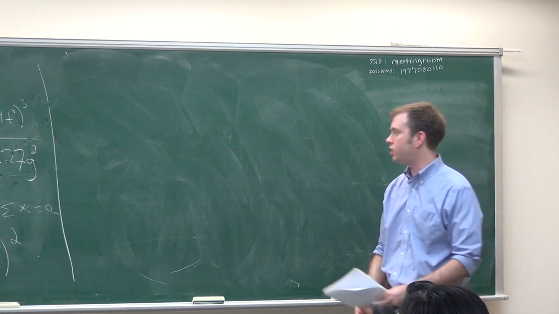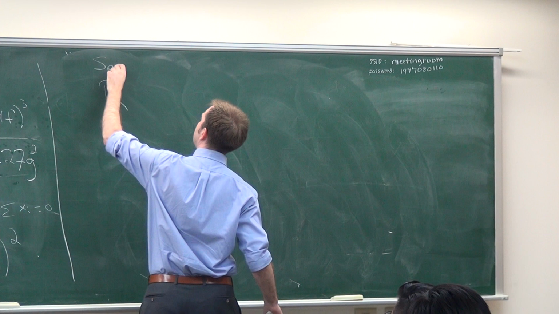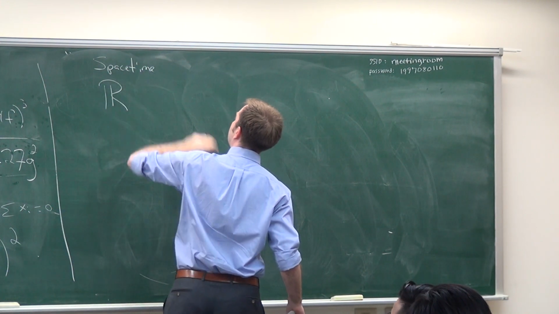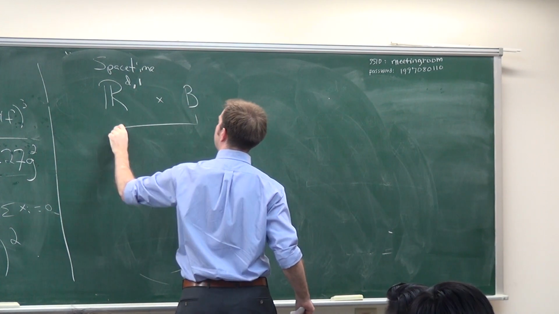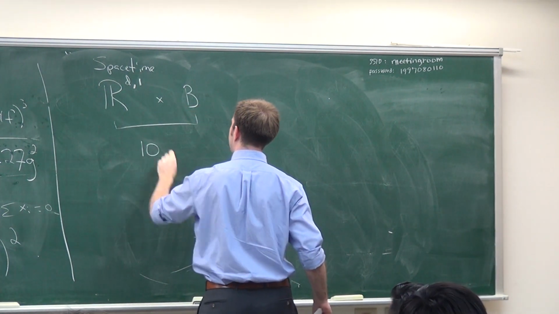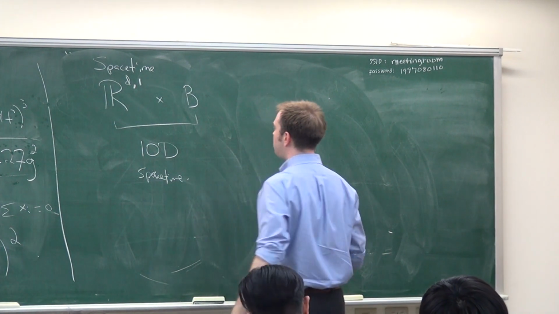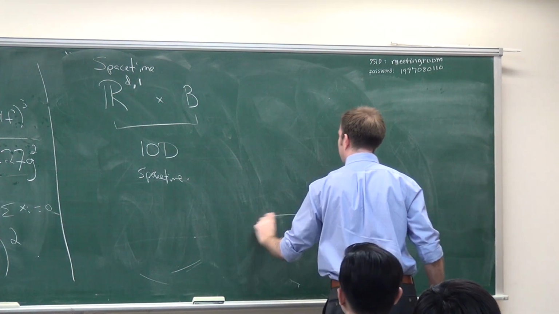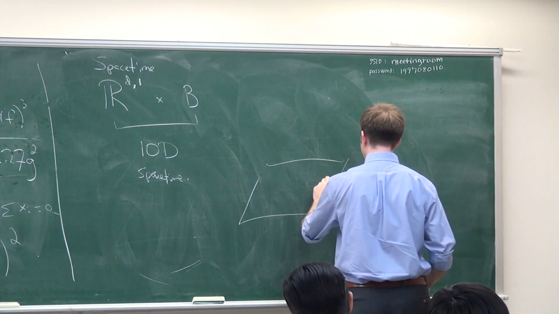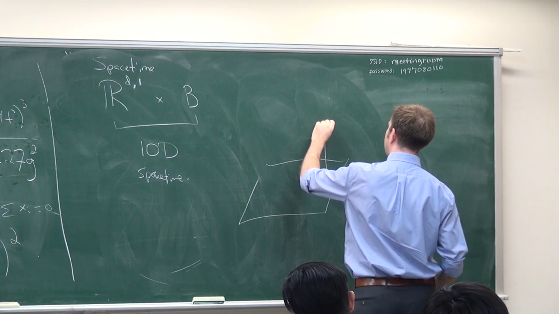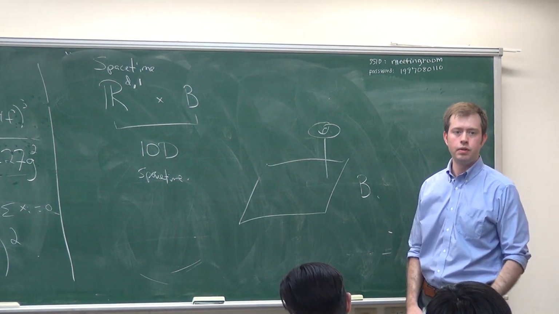So what would that mean geometrically? It means that we want to consider a spacetime, which I'll write as R^{d,1} times B. So this is going to be your usual 10-dimensional spacetime, but there's going to be a catch involved. I'll write the B over here. This could be some high-dimensional space or whatever. Over each point in that B, we're going to tell you the shape of this elliptic curve.